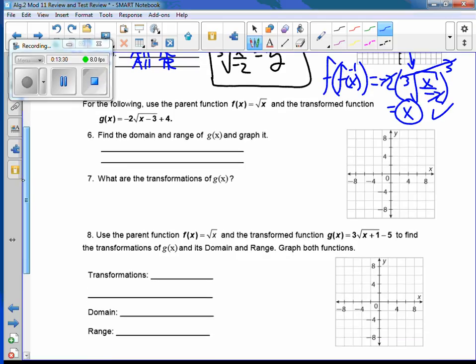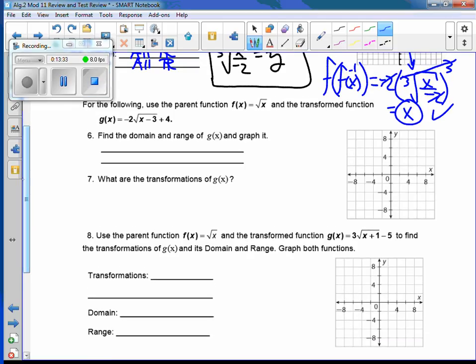All right, so on numbers 6, 7, and 8. Okay. They basically both work the same way. You're going to find out what the transformations are, find out what the domain and range are. Now, just keep an open eye. These are not cube functions. If you look right here, these are just square root functions. So just keep that in mind. They're not the same thing.